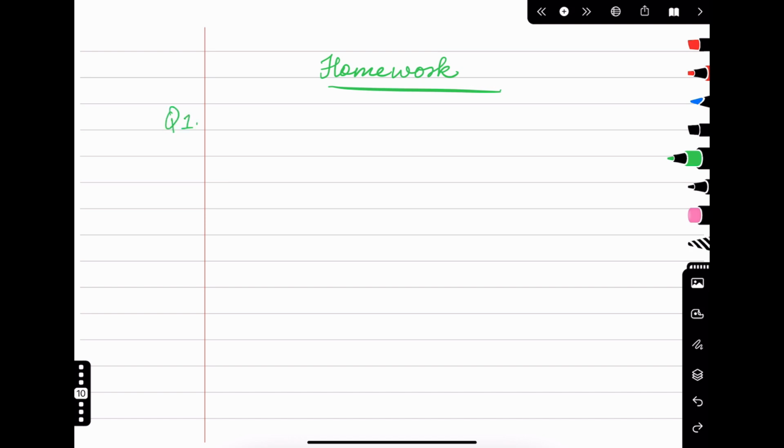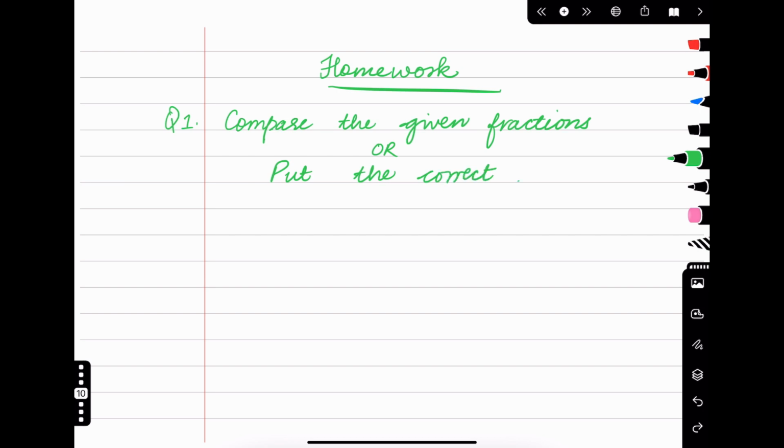Now let's get to the homework and we shall discuss it in the next class. Now when you get these questions, the questions will be of the type compare the given fractions, or the question can also be of the form put the correct sign, with sign greater, lesser or equal. I'll give 3 parts as homework and we'll discuss it in the next class.